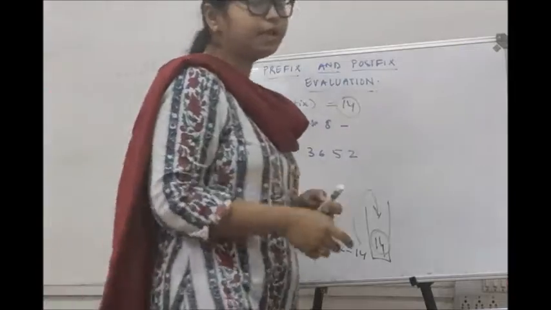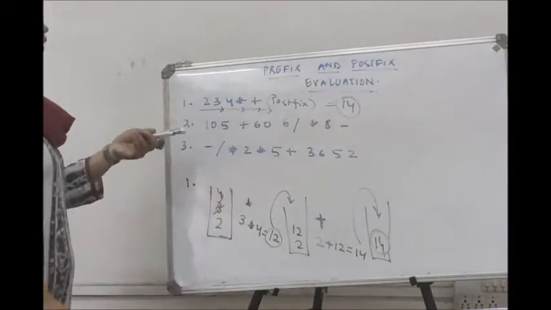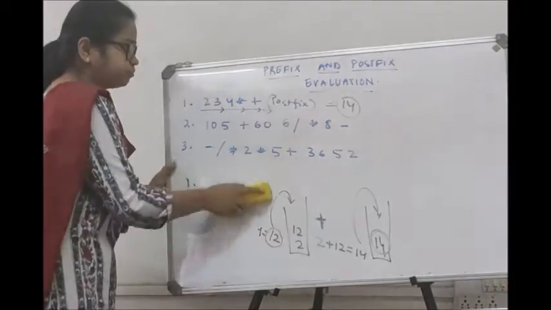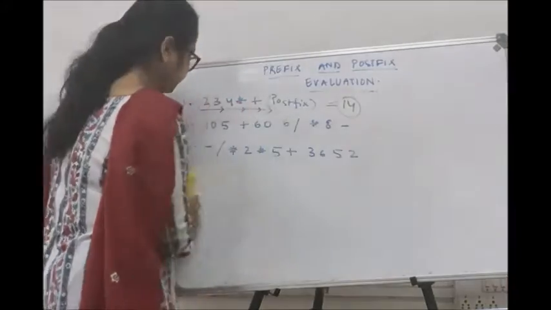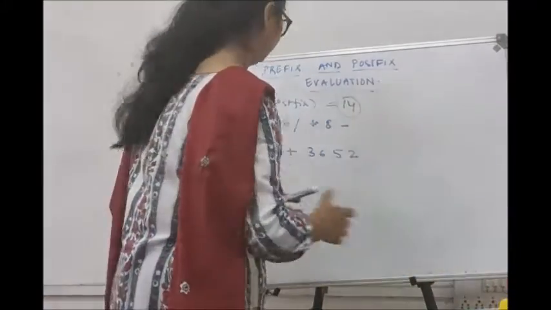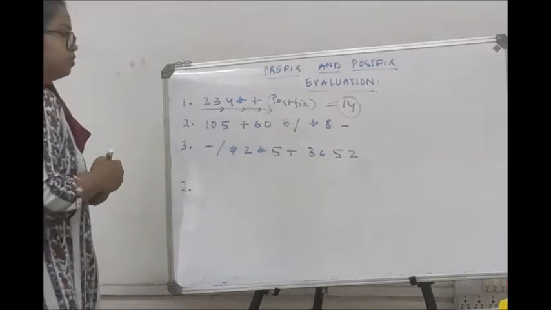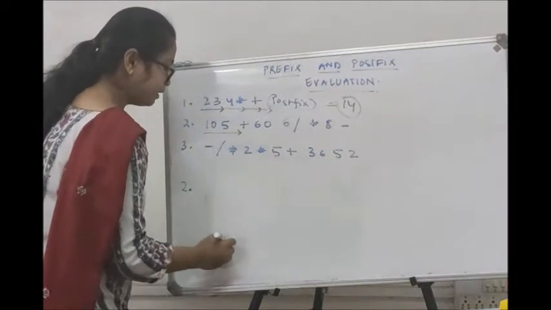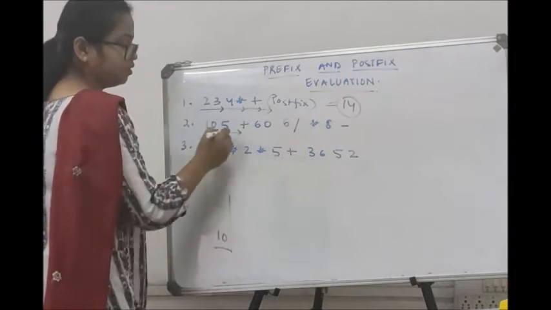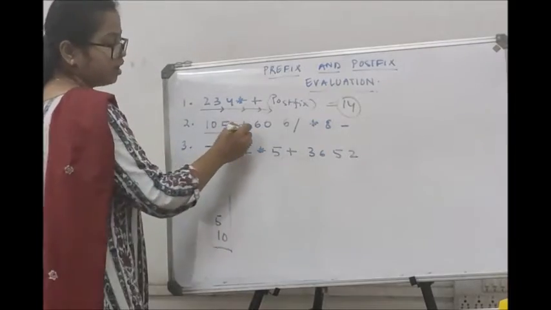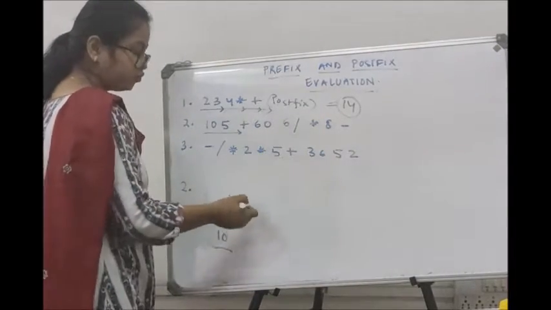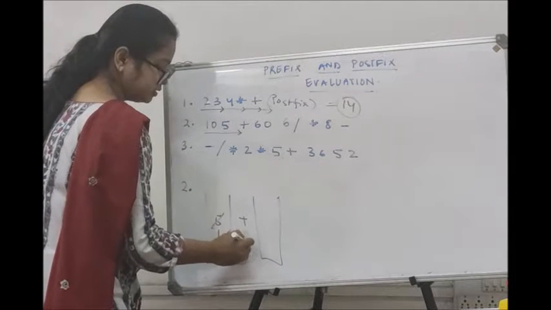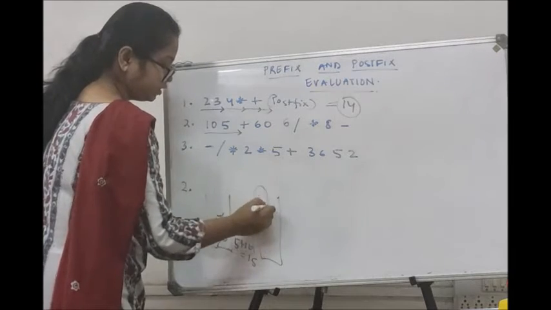Similarly, we will see how to evaluate the next postfix expression, number 2. First of all, we traverse from left to right. What did we find? 10. Since it's an operand, we push it. Then 5, we push it. Now we come across the operator plus. We pop these operands, and 5 plus 10 is equal to 15, and 15 is pushed back.